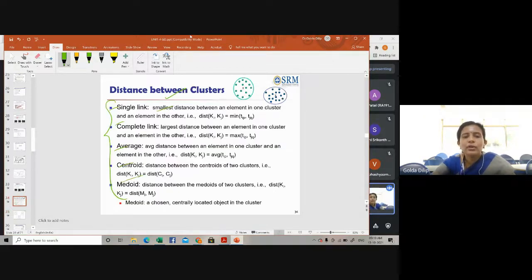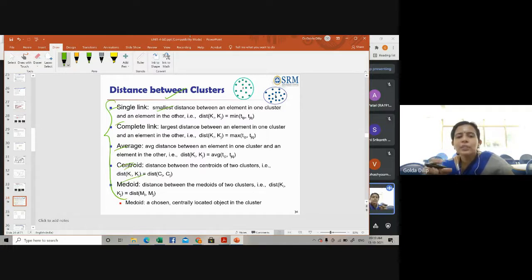Then of course you have centroid and medoid, about which you are very familiar from when we discussed K-means clustering. Centroid linkage means you find the centroid of cluster 1 and the centroid of cluster 2, and then you calculate the distance between those two before merging them. Then you have the medoid, a centrally located object in the cluster, which is a more representative way of expressing the distance between the clusters.